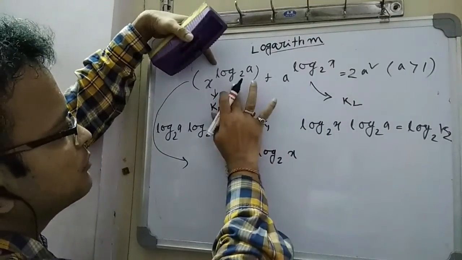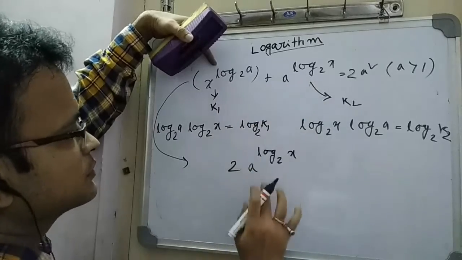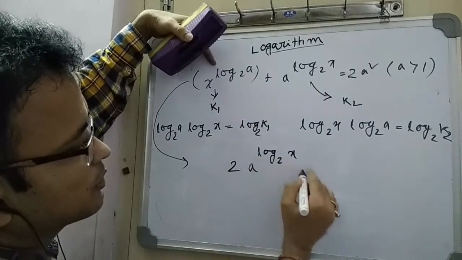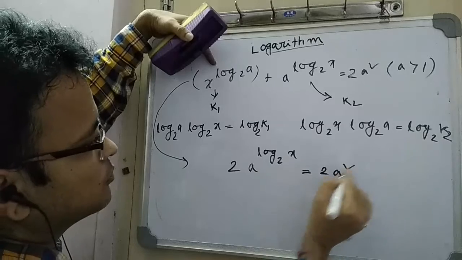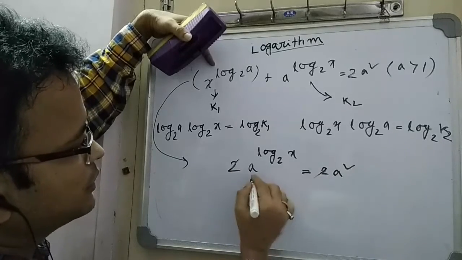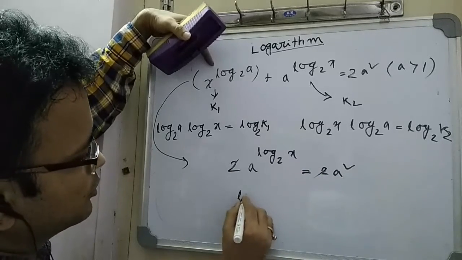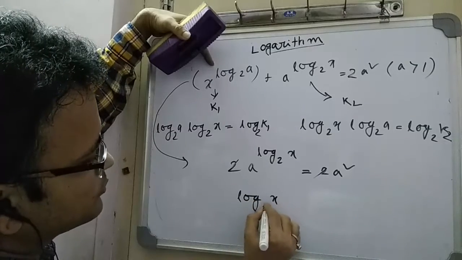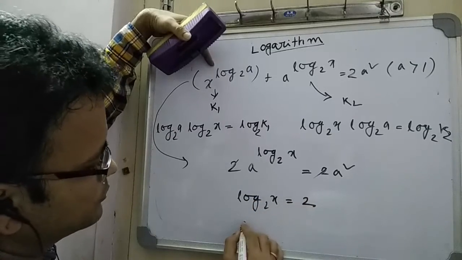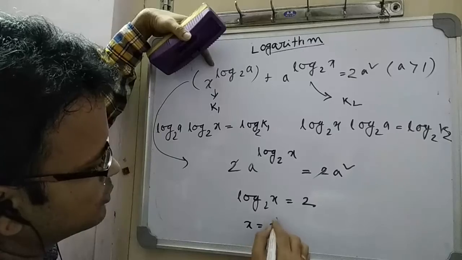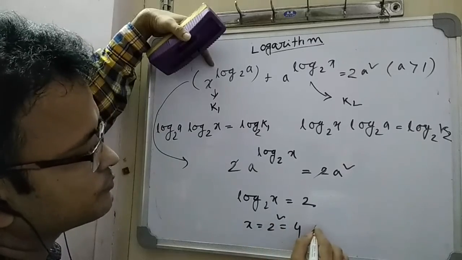These two are equal, so I will make this plus this equal to 2a to the power log x, equal to 2a square. Now 2 gets cancelled. A to the power this equals a square. So log x base 2 equals actually 2. So x is 2 square, equal to 4.